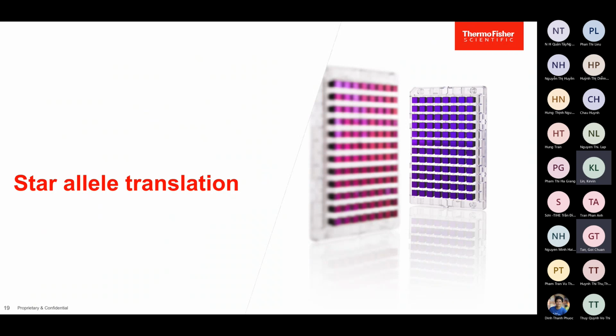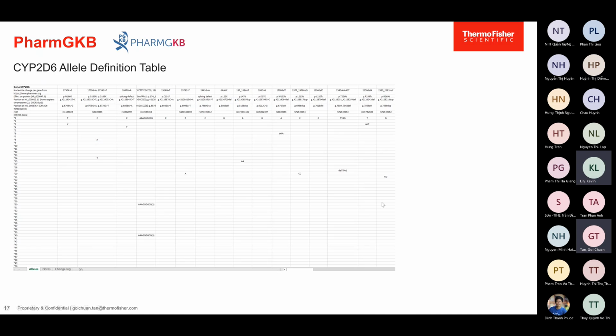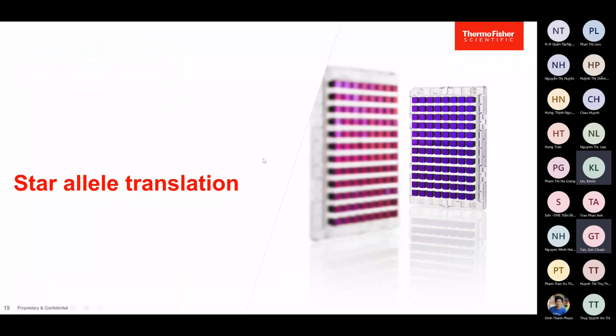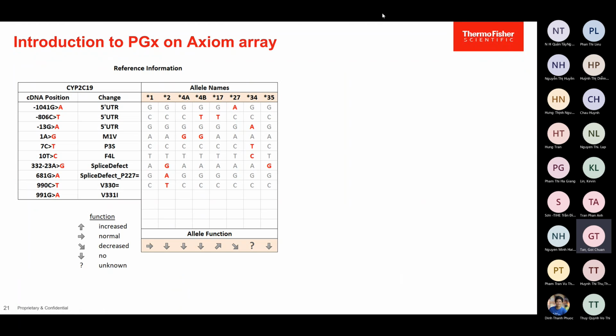So those are the basics of the PGx. Now we go into the actual allele translation. In order to do allele translation, it's actually very, very easy because our R&D has done so much work in developing the software and the algorithm for you already. They curate all these different things and then put it into the software.